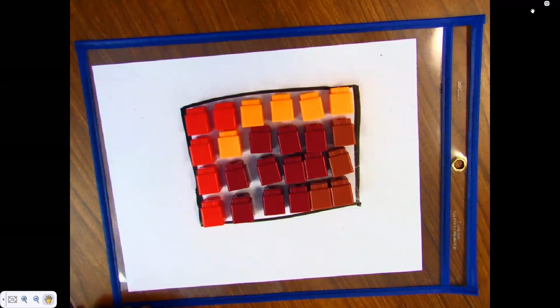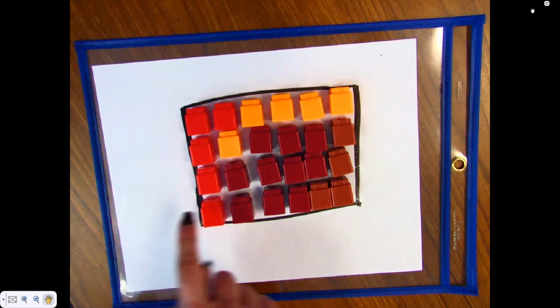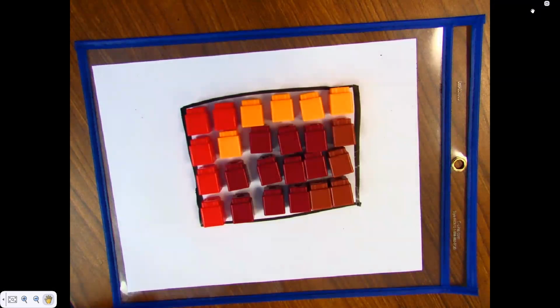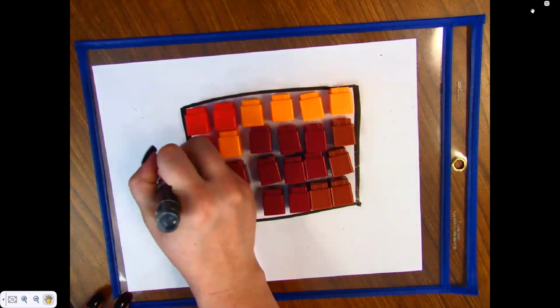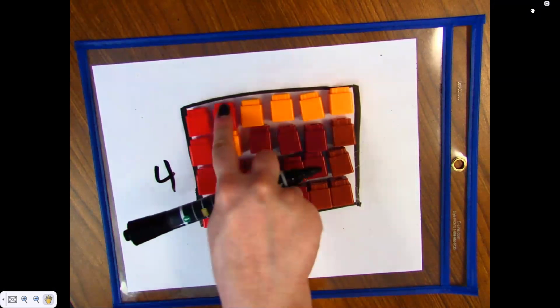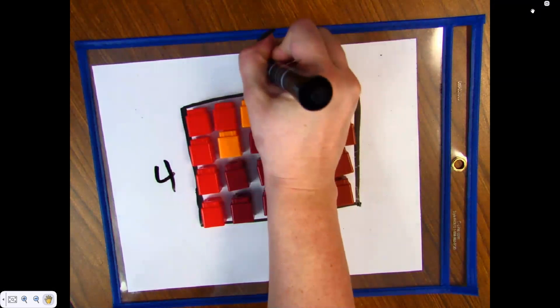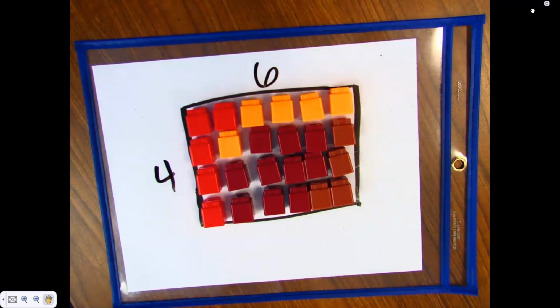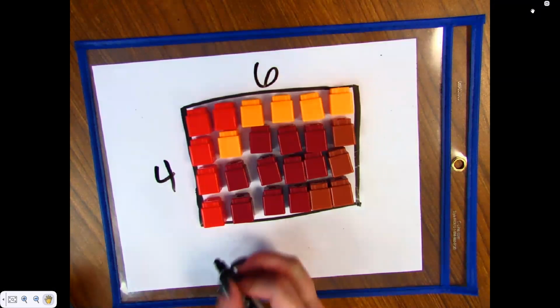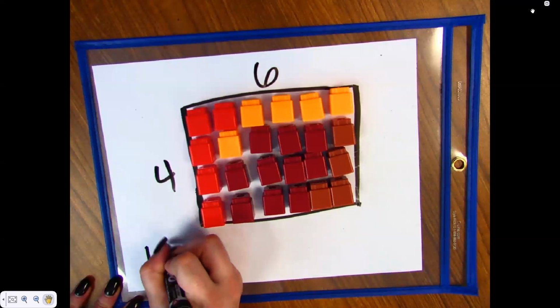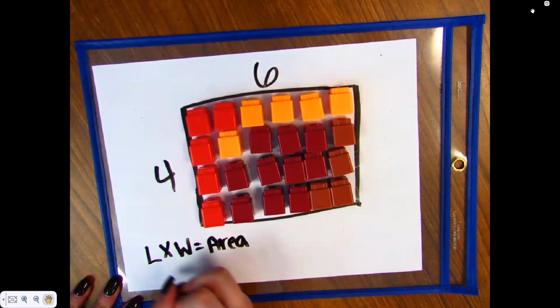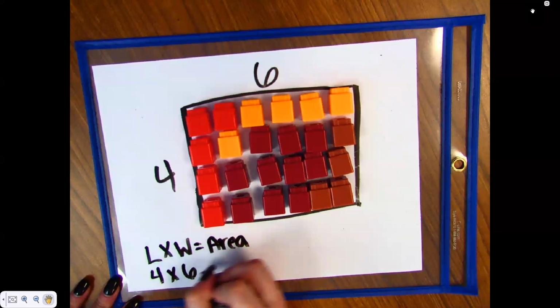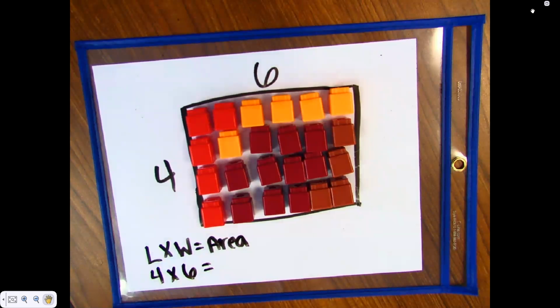But I could also count the sides, like Holly said, and I could multiply them. So on this side, I have 1, 2, 3, 4. And on this side, I have 1, 2, 3, 4, 5, 6. So I have 4 and I have 6. If I multiply, because I'm going to do length times width equals my area. So I'm going to do 4 times 6 equals, who can tell me what 4 times 6 is?